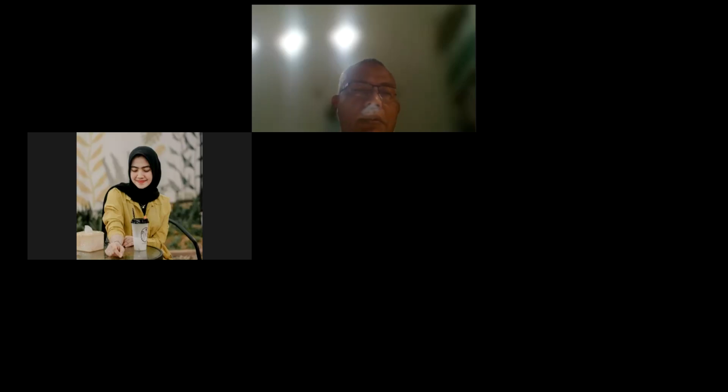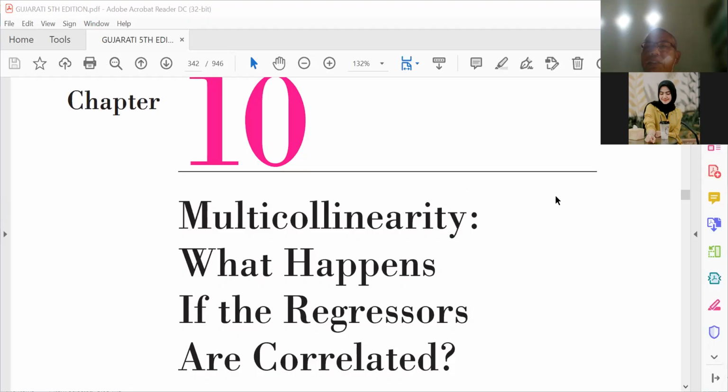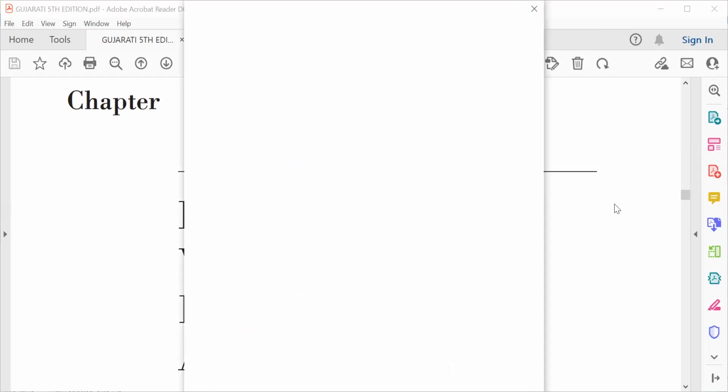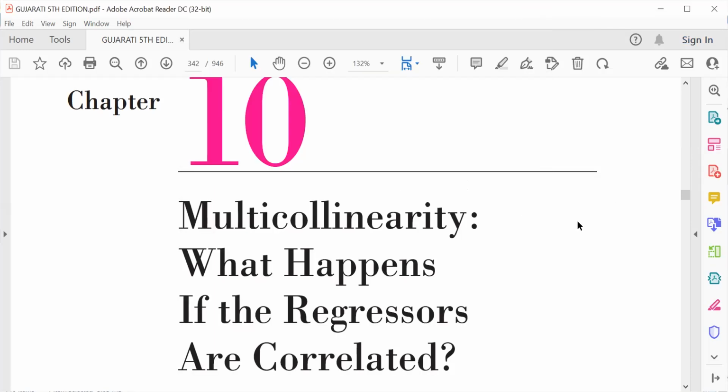Today we are talking about the violations of classical linear regression assumptions. One of the classical linear regression assumptions is about multicollinearity. We start from multicollinearity.